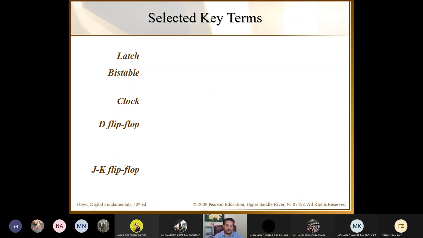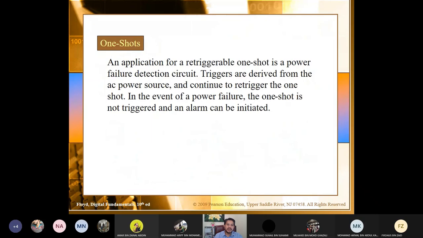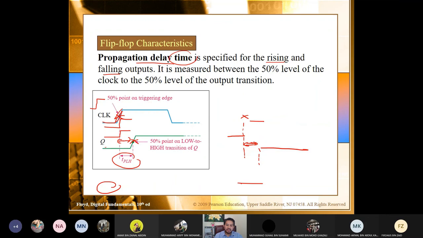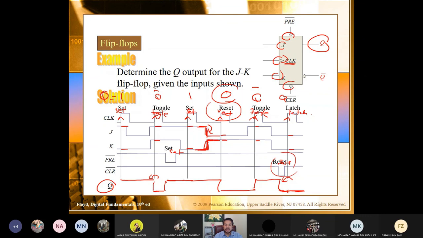These are the main applications that we're going to cover next week. So just to recap, the important things: you need to understand about hold time, setup time, you need to understand the propagation delay characteristic, and also the input and output relationship. Given J and K, what will be the Q output? Right, so that's all for today.